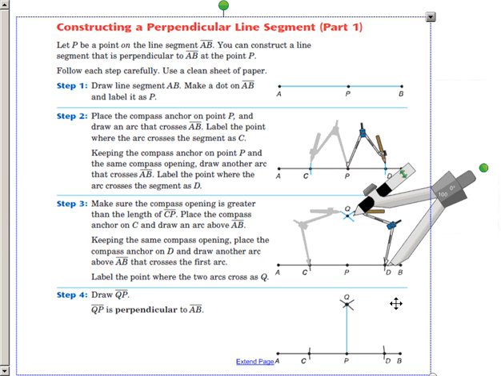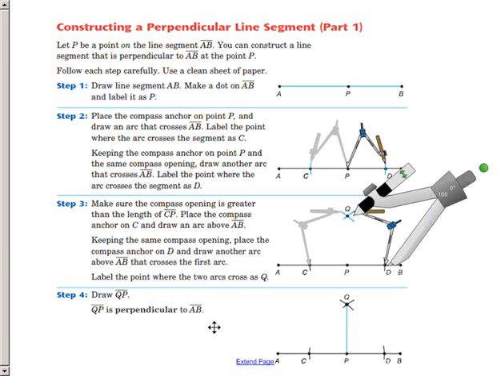So you're going to be doing this in class today. You're going to be doing constructions like this. If you need additional assistance, you can look at the student reference book, and that will help you.